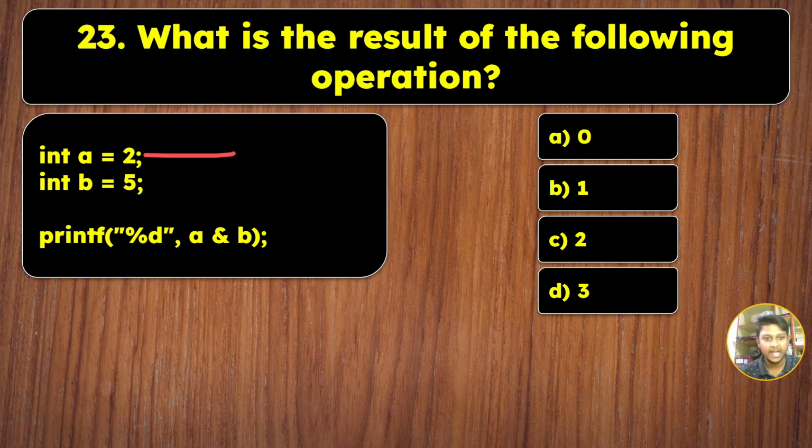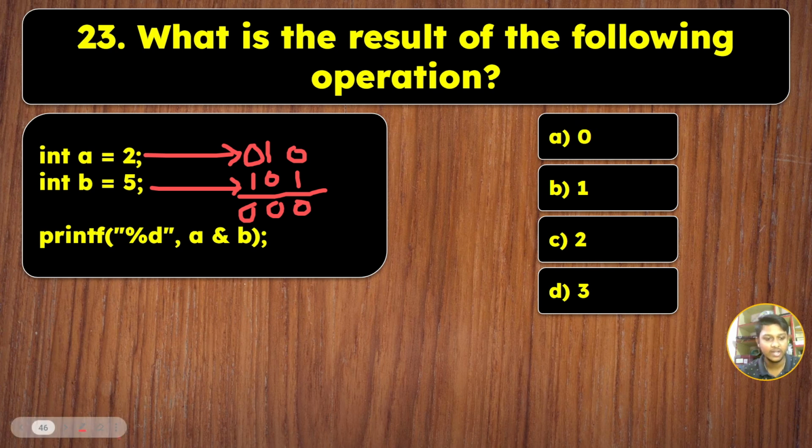So in binary, the value of 2 will be 1 0, and the value of 5 will be 1 0 1. Now if we combine these two values bitwise, 0 and 1 will become 0, 1 and 0 will become 0. Here also we have a 0. So 0 and 1 also become 0. So if we apply the operation to 2 and 5, it should print the value as 0.